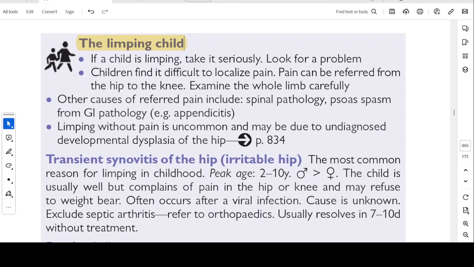Children find it difficult to localize pain. Pain can be referred from the hip to the knee. Examine the whole limb carefully. Other causes of referred pain include spinal pathology, psoas spasm, and GI pathology, for example appendicitis.